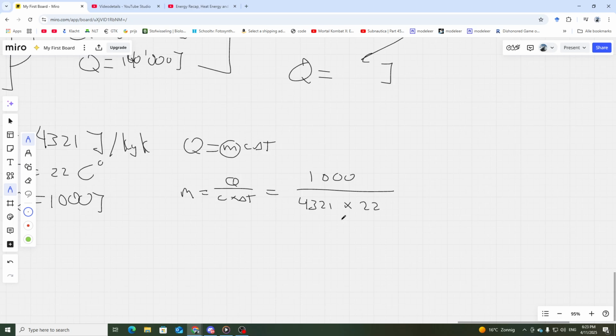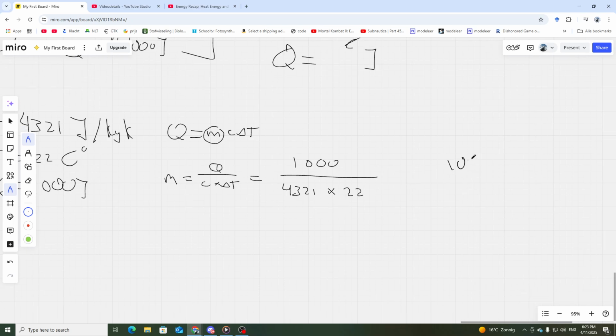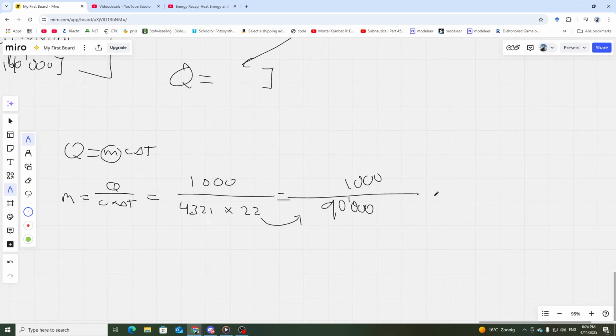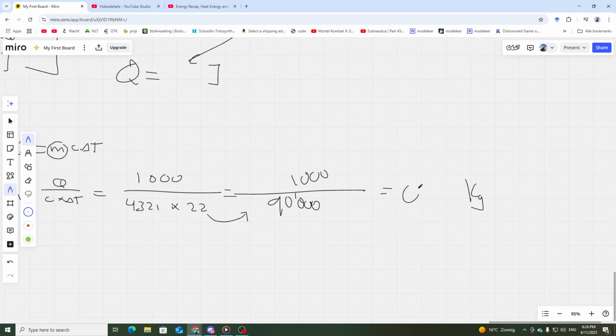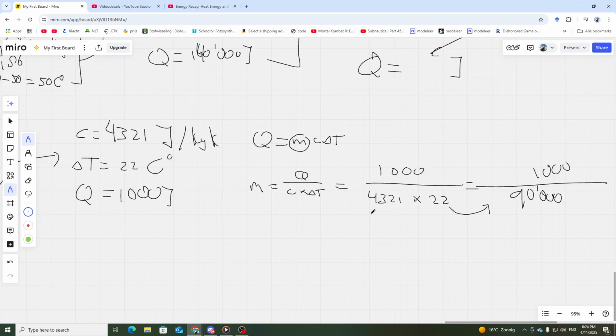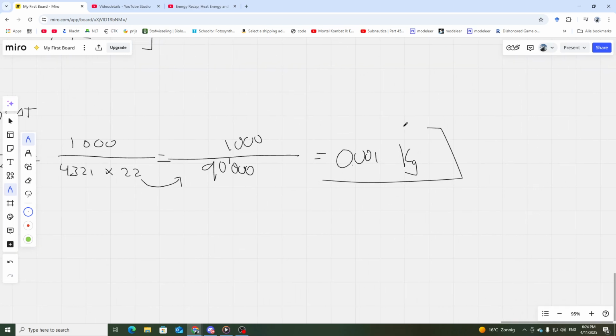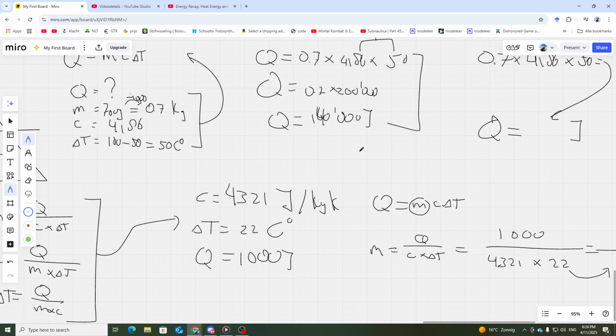Let's say this is 90,000, about. Again, just do this on your own calculator, I'm just playing around a little bit. 4,321 times 22 is something around 90,000. If I do 1,000 divided by 90,000, that will be a very low number, and that would be my mass in kilograms. Let's say it's 0.001 kilograms. And then I have my answer. Again, do not forget your units, because I will find you. We love units in science. Cool. That is specific heat capacity.